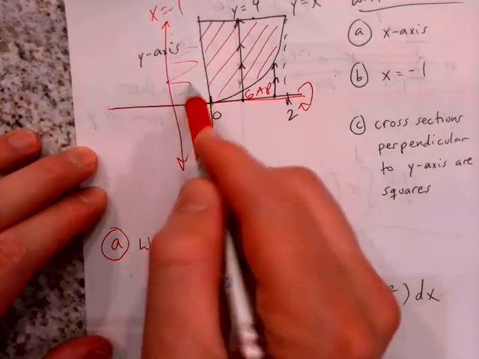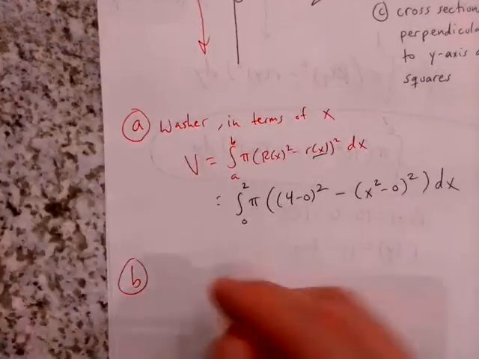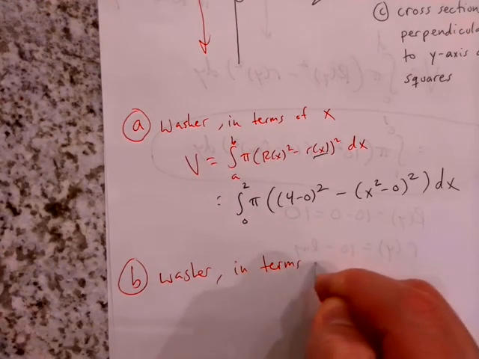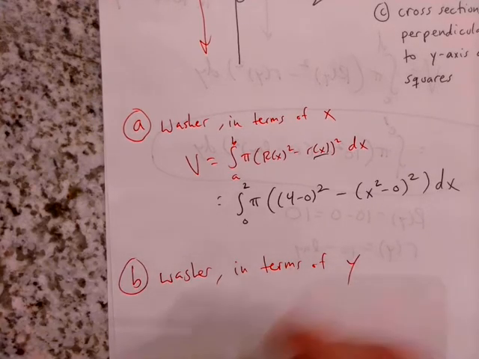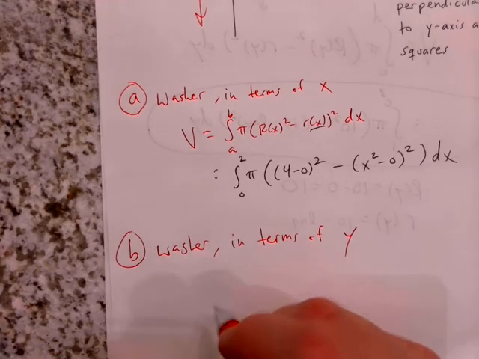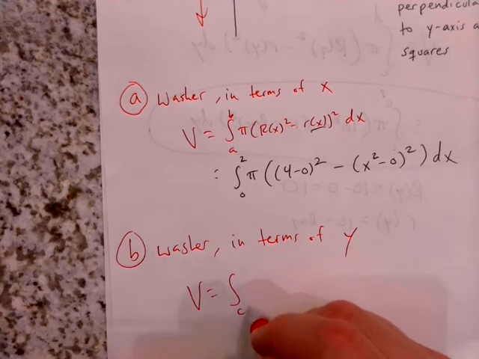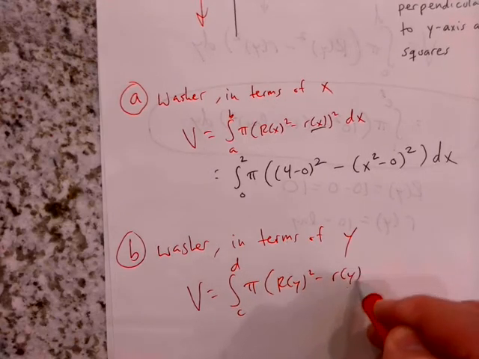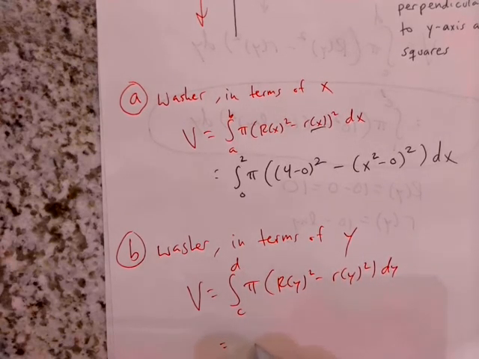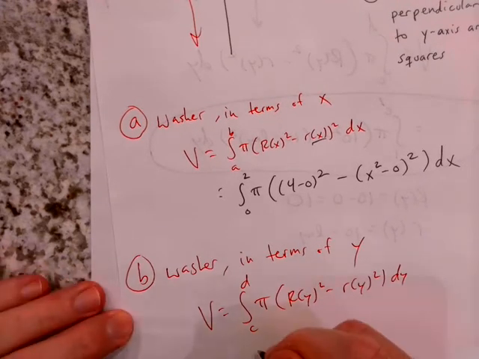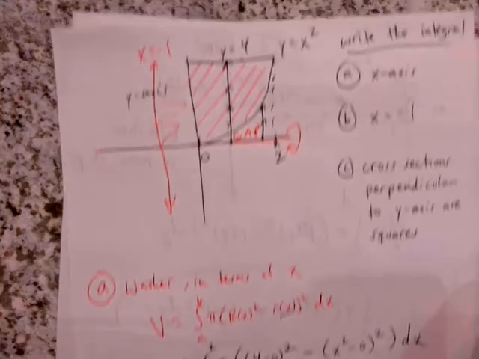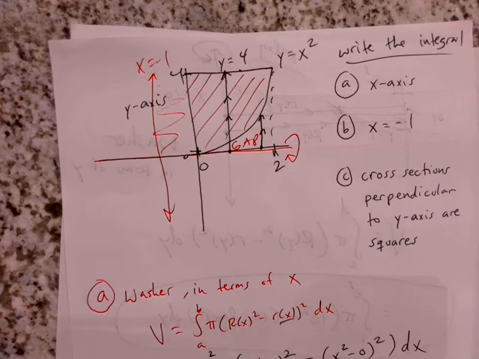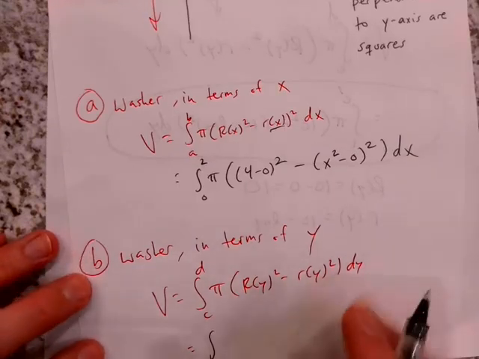You can see the definite gap right there. So this is the washer method, where in terms of y, since we have that vertical axis of revolution, which means our volume is the integral from c to d of pi big R of y squared minus small r of y squared dy. The bounds are in terms of y. The region starts at 0 and finishes at 4. So 0 to 4 are the bounds. The bounds are always where your region starts and finishes.